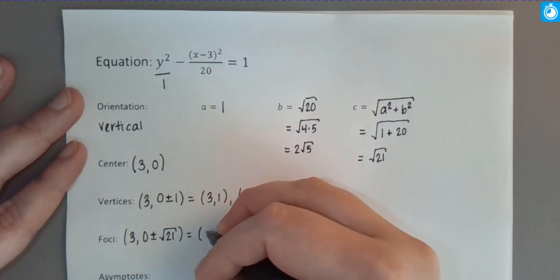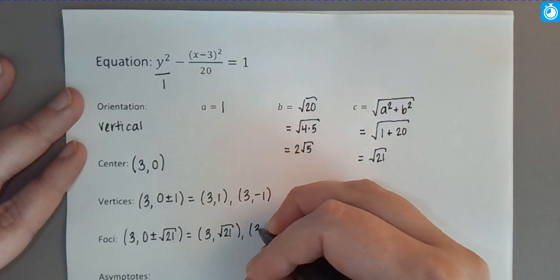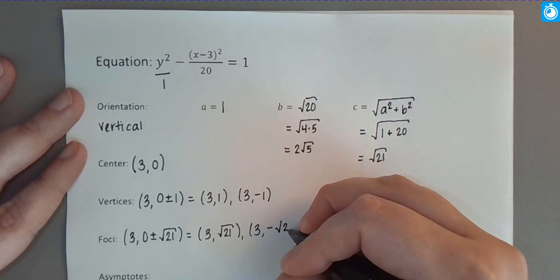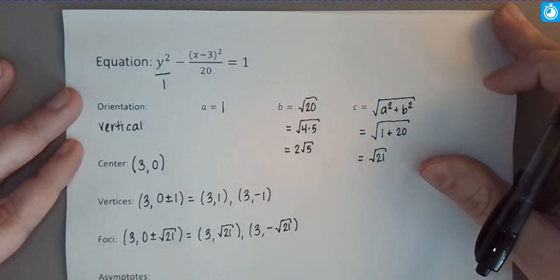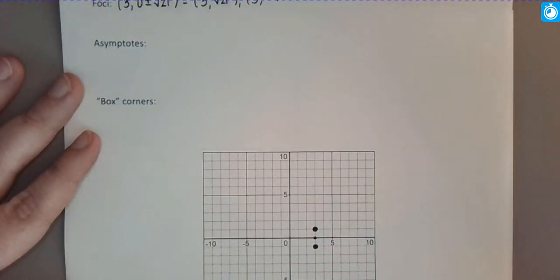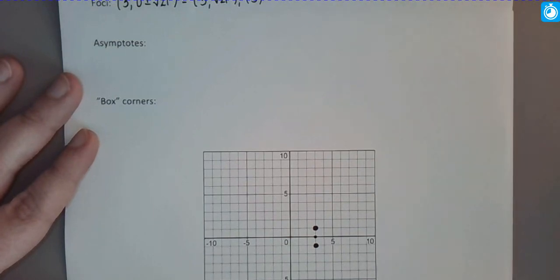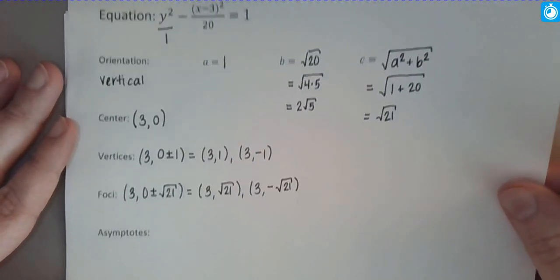If we split that into 2 separate points, that's going to be 3 comma root 21 and 3 comma negative root 21. And if we want to graph those, we can. Again, otherwise, those are just points of reference. So root 21, if we wanted to graph that, keep in mind we would need to approximate that. Particularly when we're graphing by hand, we could get a reasonable estimate of what it is, and that would tell us where to graph. But otherwise, we don't absolutely need those since they are just points of reference.